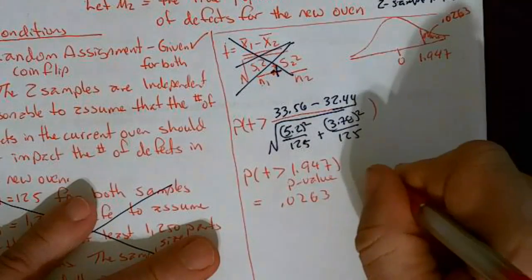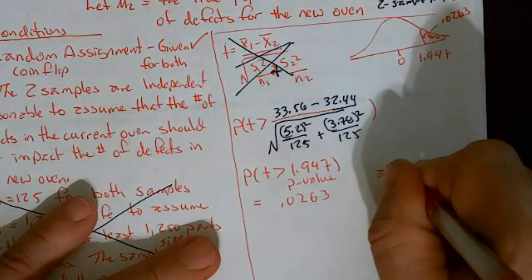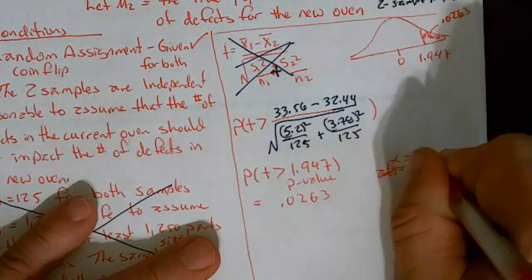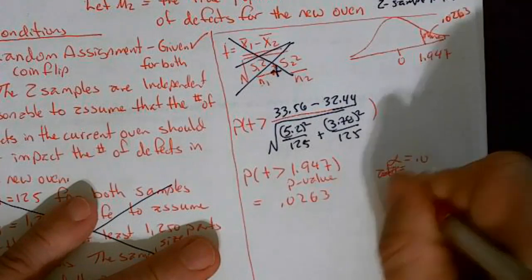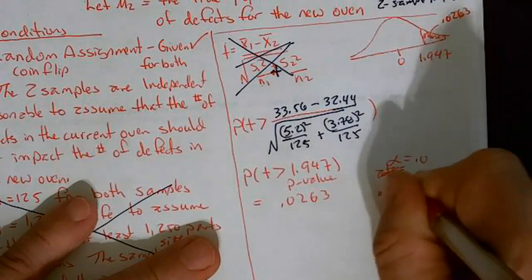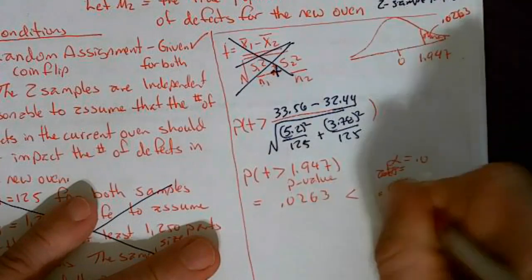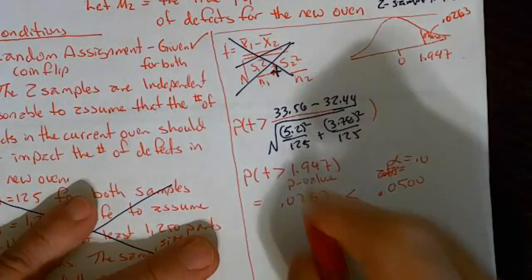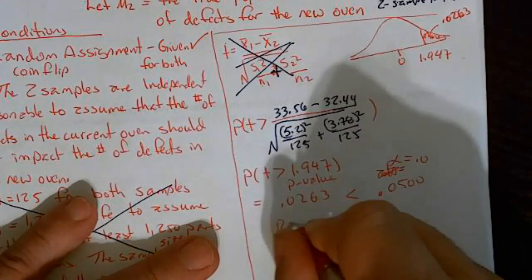And alpha equals 0.05. So 0.0263 is less than 0.05. So our decision is to reject.